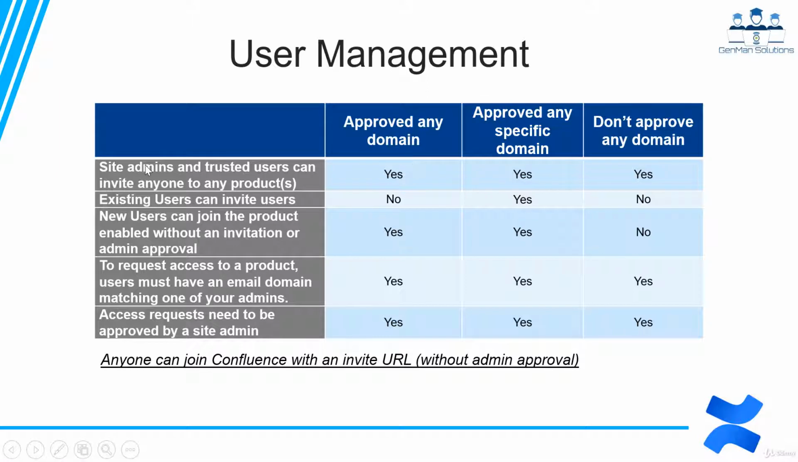So as you can see in the first row, despite selecting the don't approve any domain option, site admins and trusted users have the privilege to invite anyone to the product. So it's an important point to be noted. Now the third important point to be noted over here is, new users can join the product enabled without any invitation or admin approval. So what do you mean by product enabled here?